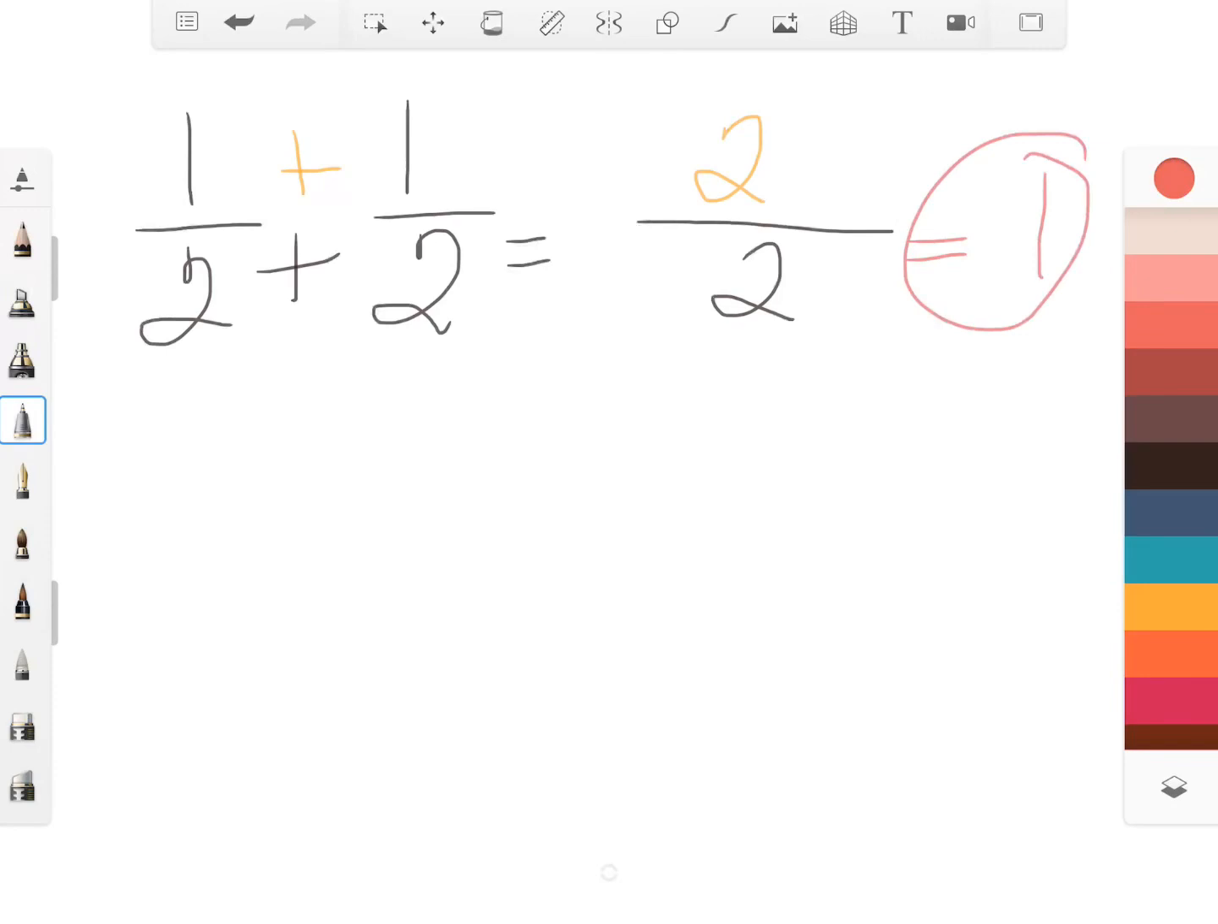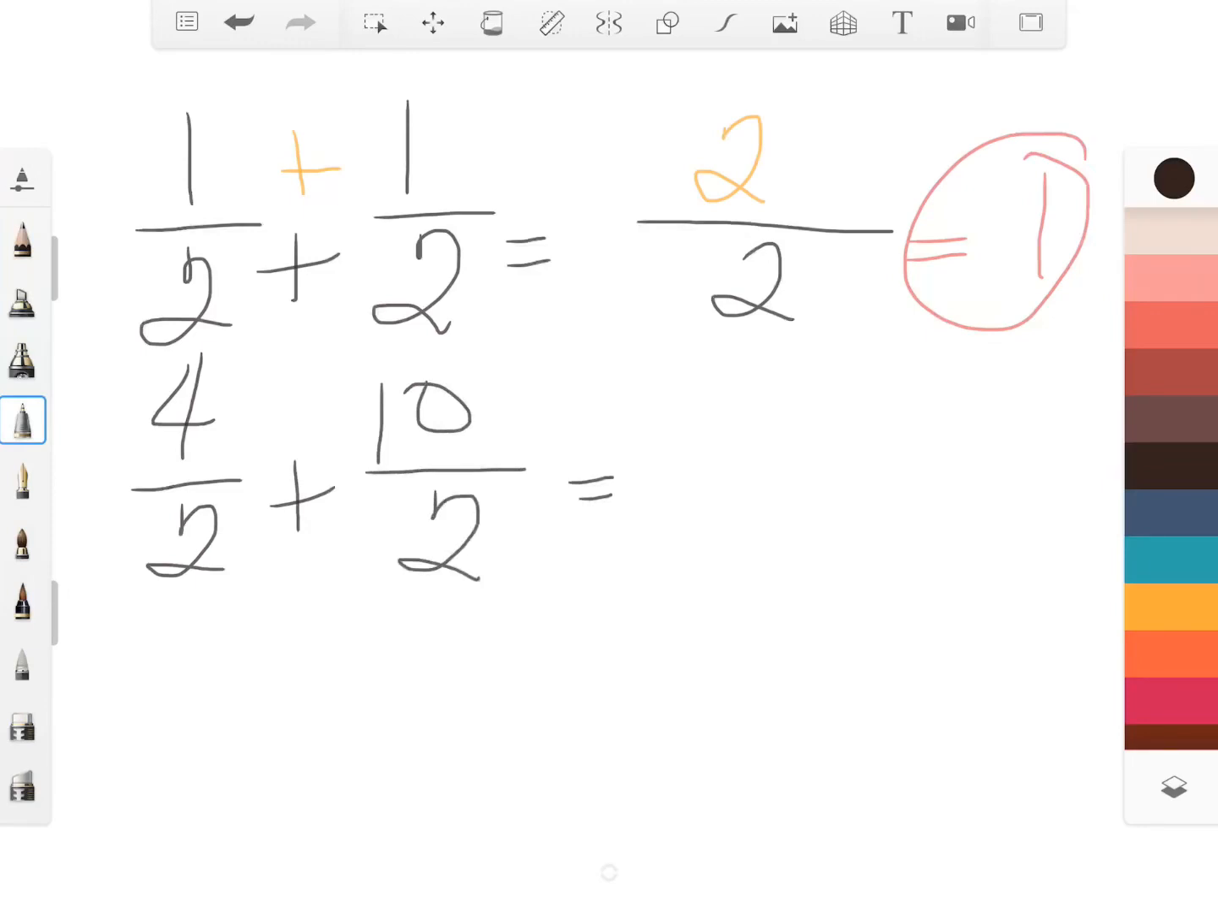So let's try another one. Let's say 4/2 plus 10/2. Again, just copy the denominator, then add the numerators. So 4 plus 10 is 14. And you got it right. Our answer isn't in the simplest form yet, so we have to simplify it. So 14 divided by 2 is 7.